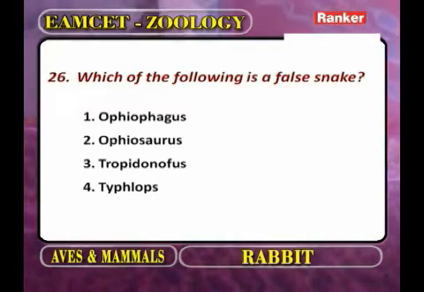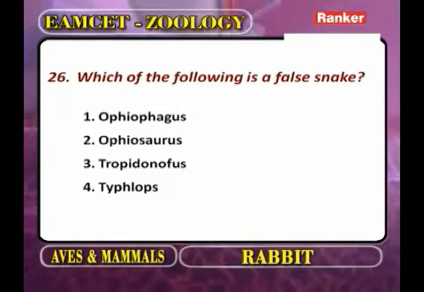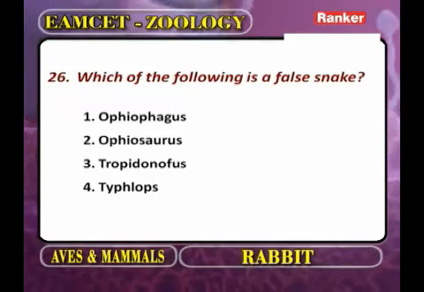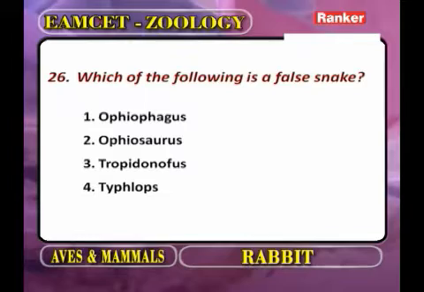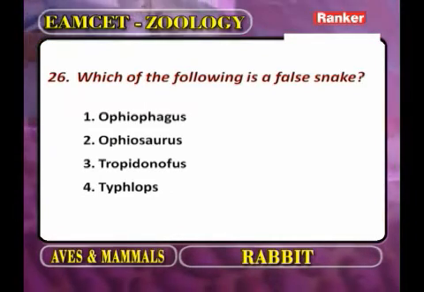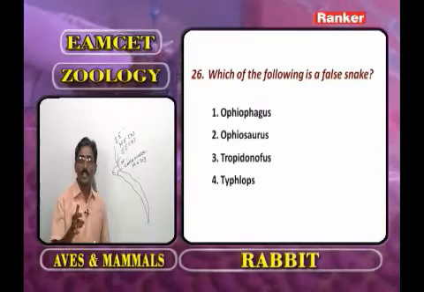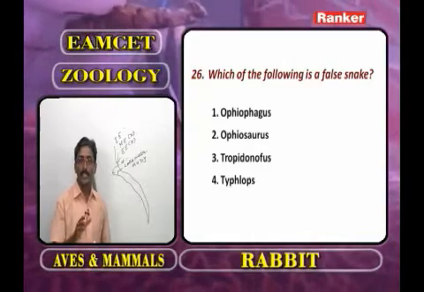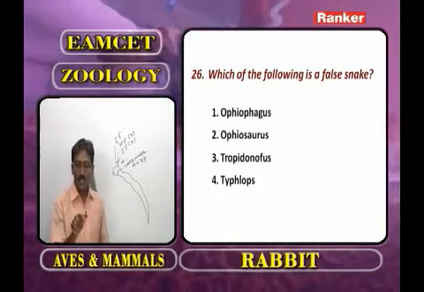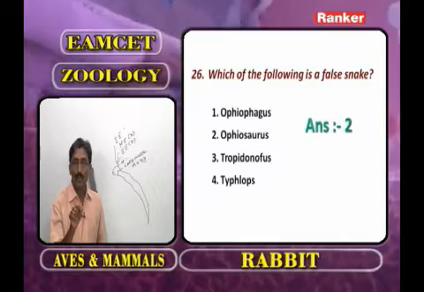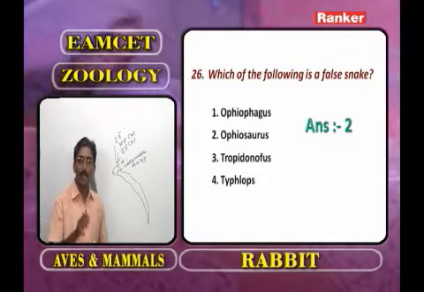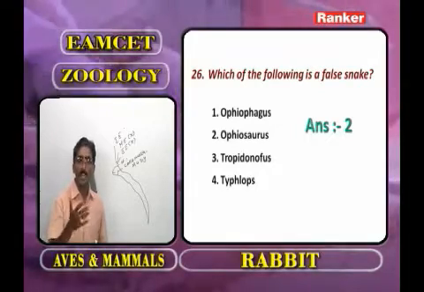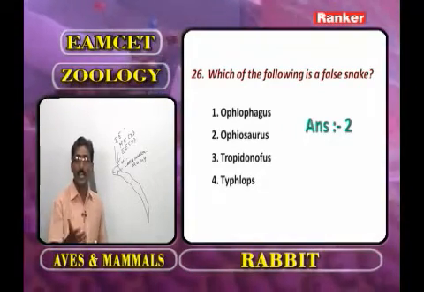Which of the following is a false snake? A false snake is not a snake, but it appears to be a snake, so it is called the false snake. Which of the following is a false snake? Ophiophagus hannah is also called king cobra, or Naja hannah. So what is the first option? Ophiophagus hannah. That is a true snake. It is also called king cobra, or rachanagu, or nallatrachu, or Naja hannah.